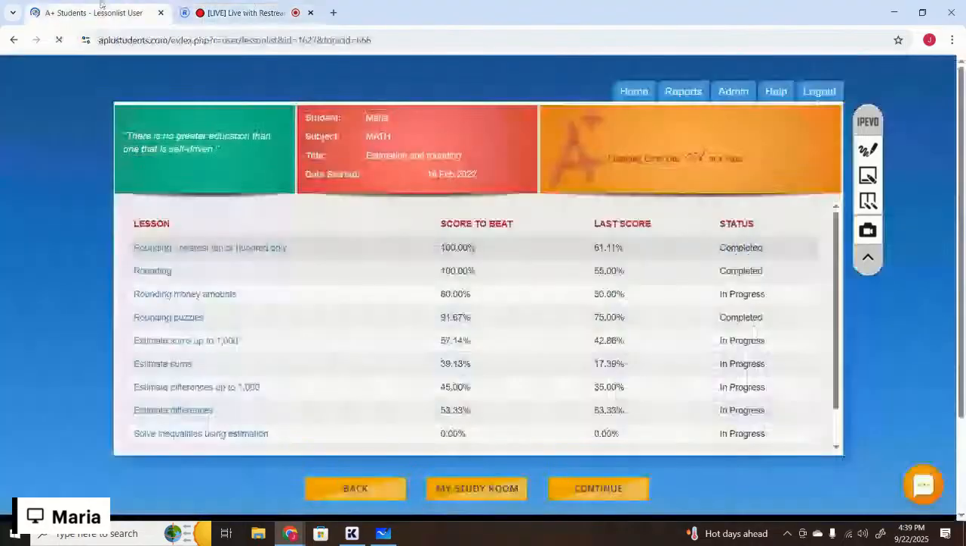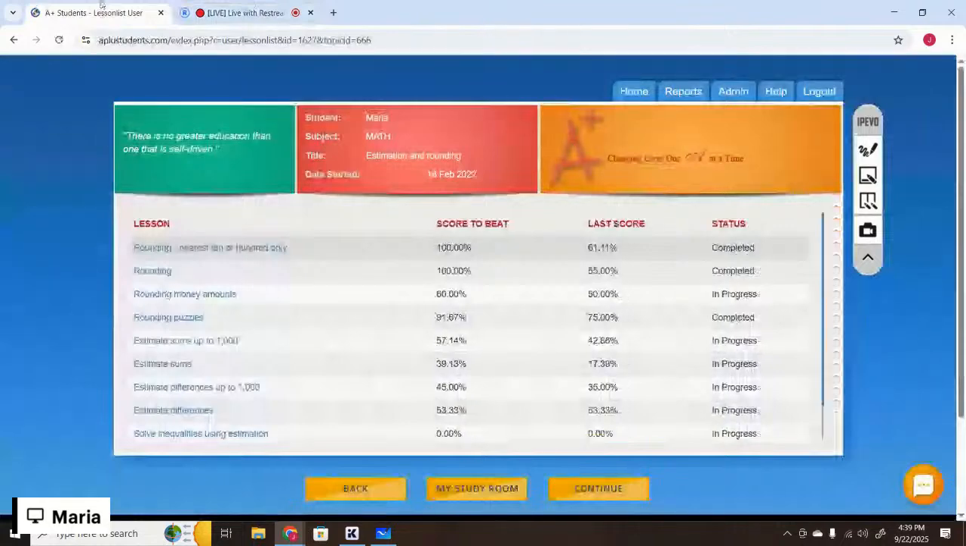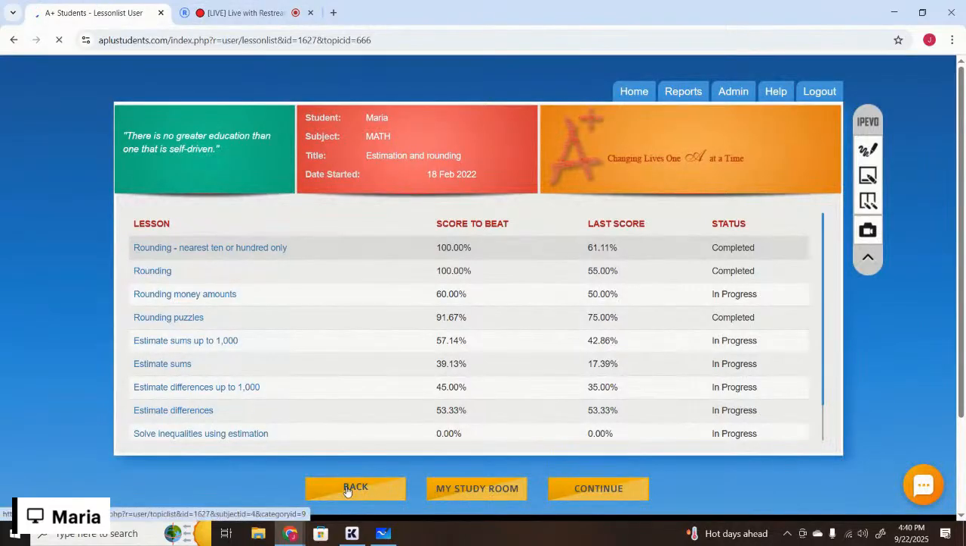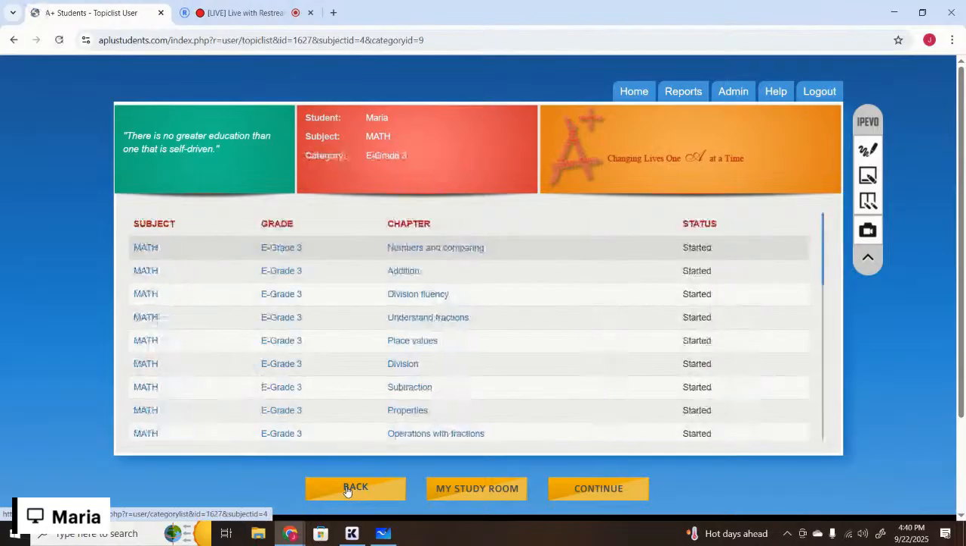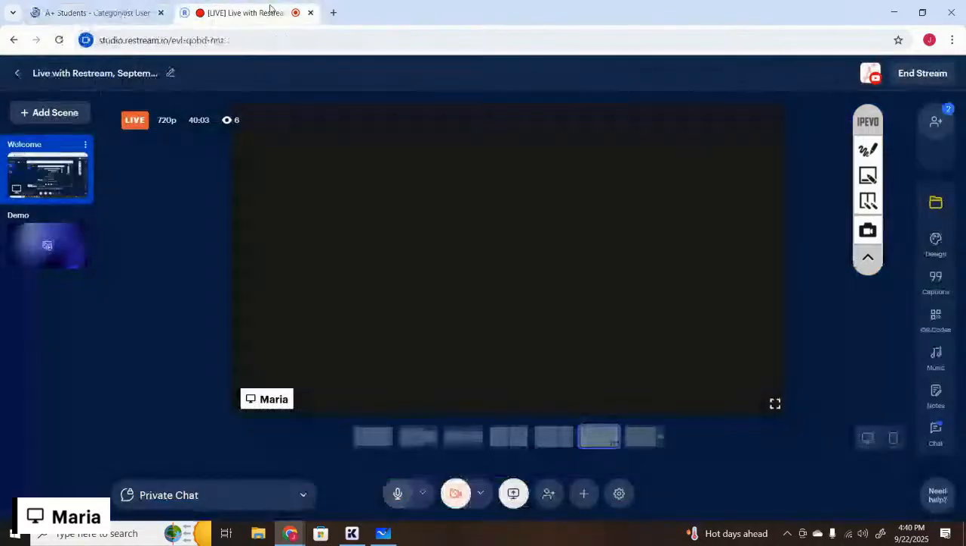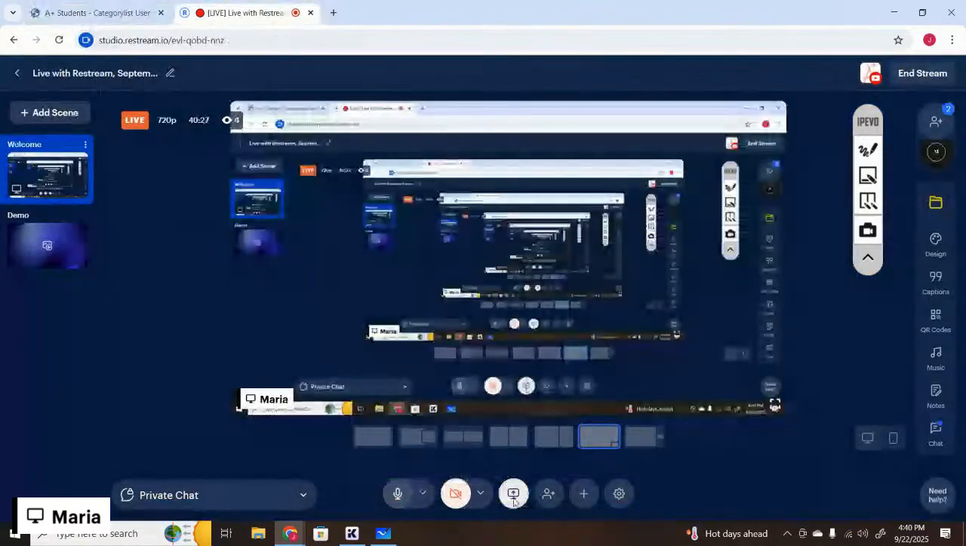So we were working on grade 3 math. The chapter we're working on is estimation and rounding. The lessons we have covered today are rounding nearest 10 or 100 only, rounding money amounts and rounding puzzles. So please make sure before the next session you complete all the practice questions for the lessons we just did. That is your homework until next session.